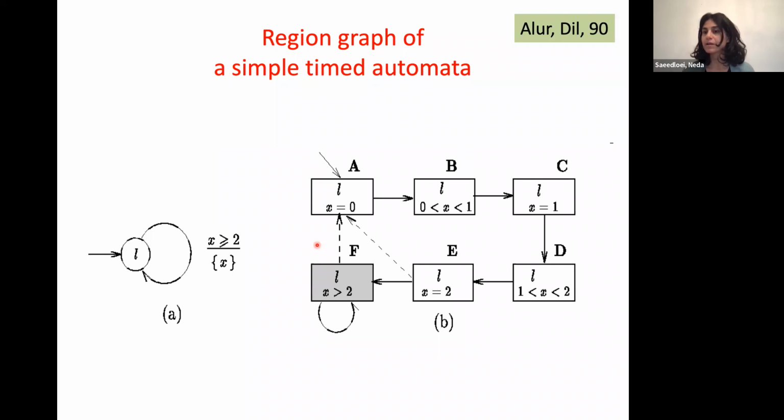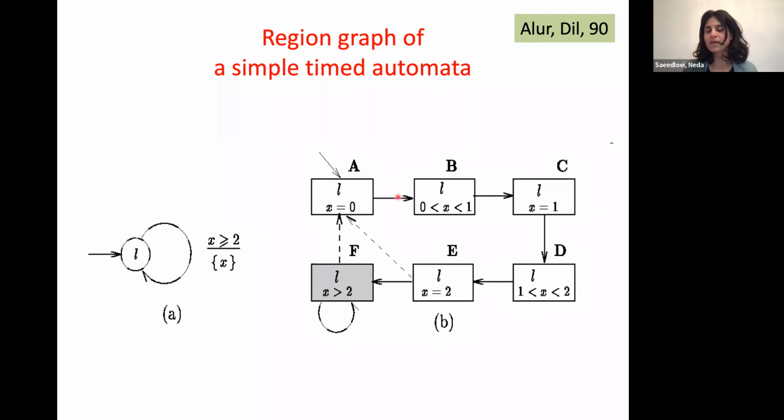And here's an example. Let's say that I have this one location L, and there is a transition that can take place when the value of X is greater than or equal to 2. While this transition is taking place, clock X is reset. Here in rectangles, these are my regions, or my equivalence classes generated by clock valuations. So at location L, initially clock X is 0.